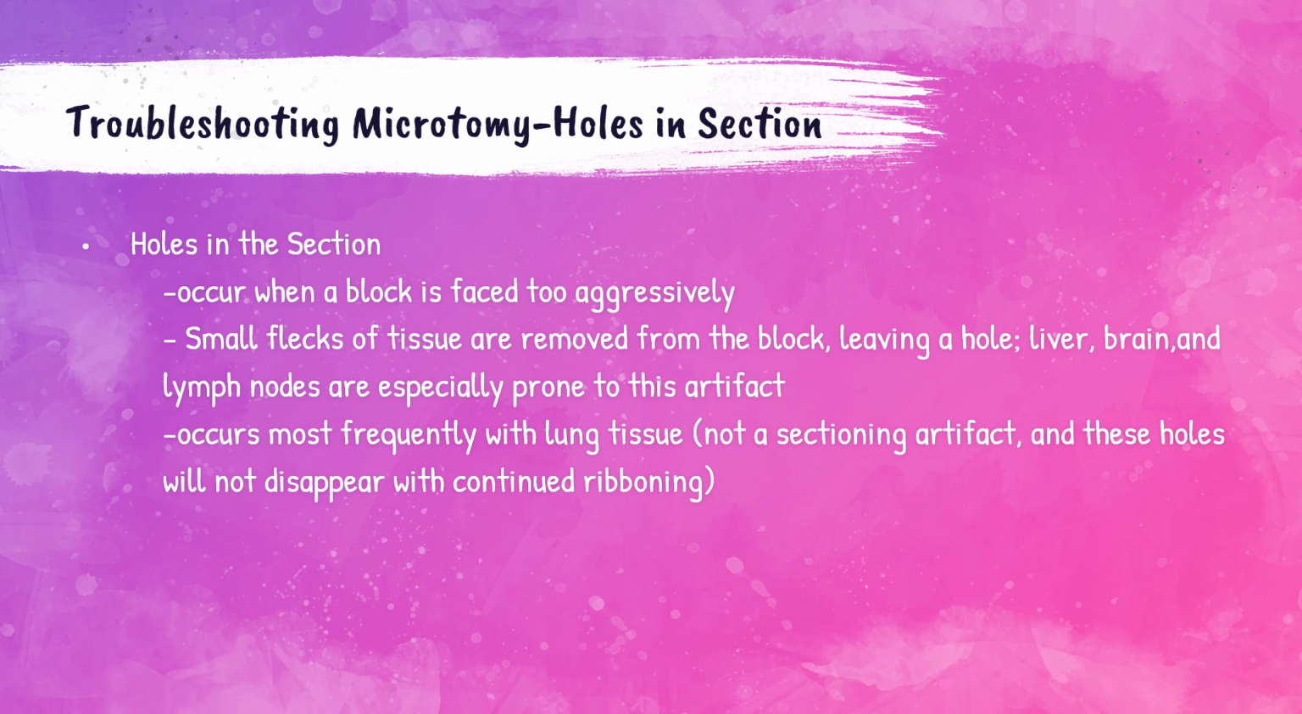Now, holes can also appear when air in the tissue is not fully displaced during its infiltration processing. This occurs most frequently within lung tissue. These are the type of holes that do not disappear with continual ribboning, and the reason for that is it's not the result of the microtome, but the tissue itself.